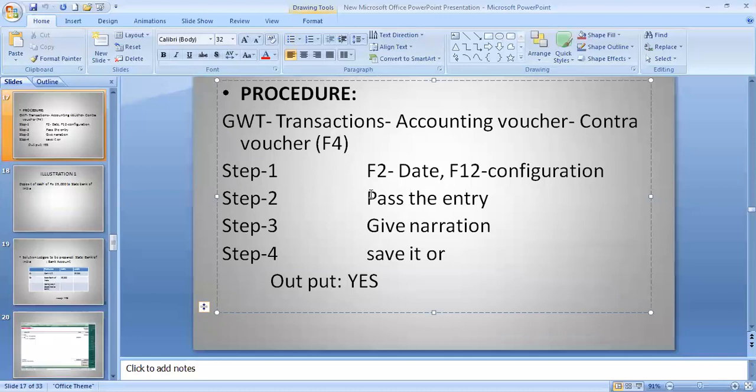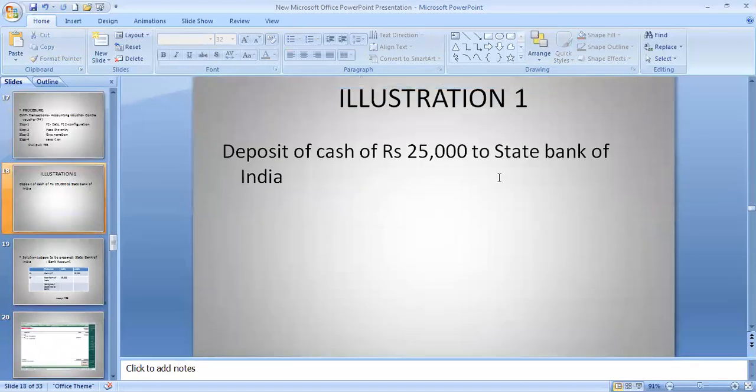Now we shall see, very important, the first illustration. Deposit of cash of 25,000 to State Bank of India. Okay. So first of all, know here who is depositing and who is the receiver. Who is the receiver here? State Bank of India. Bank is a receiver, and what is moving out?